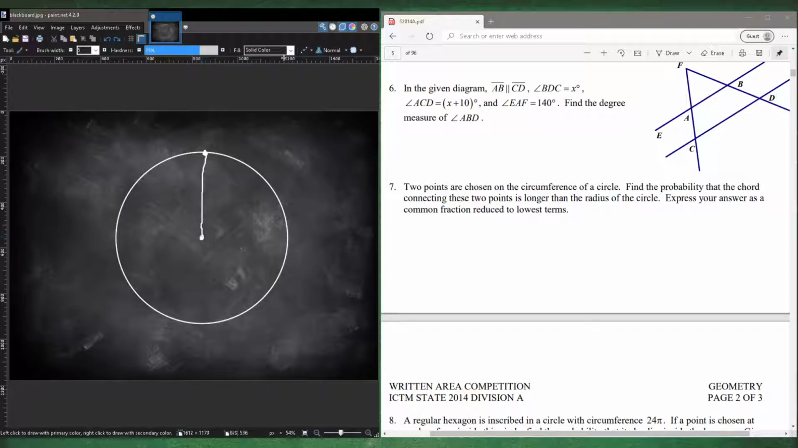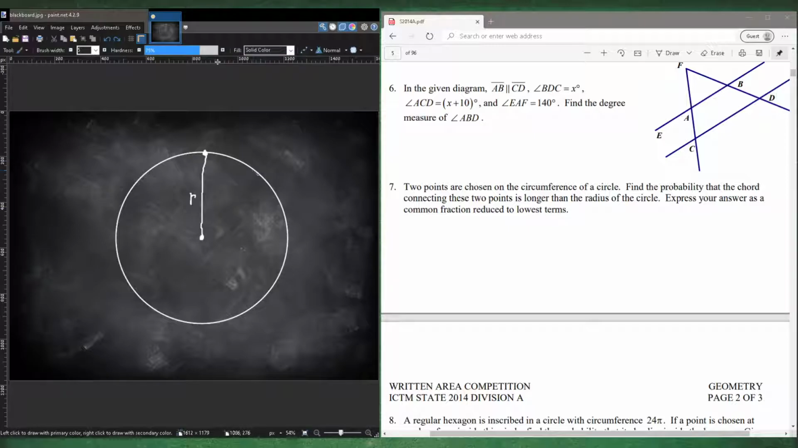So connect this, and that's your radius. Okay, so if we had a point right here and we connect it, this chord is obviously longer than our radius. So how do we get it? What is the minimum distance that you could go for the chord to be the same as the radius along this arc, basically?